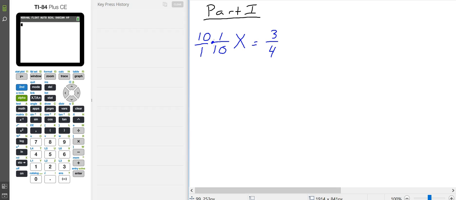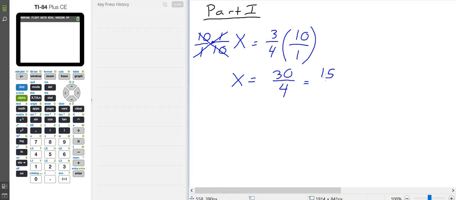And since we're multiplying the left side of the equation by 10 over 1, we have to multiply the right side of the equation by 10 over 1 also. So 10 over 1 times 1 over 10, the reason we did it is because we wanted these to cancel out, because 1 times 10 is 10, 1 times 10 is 10, 10 over 10 is 1, so we're just left with x. x is equal to 3 over 4 times 10 over 1. This becomes 30 over 4, and we can simplify this to 15 over 2.